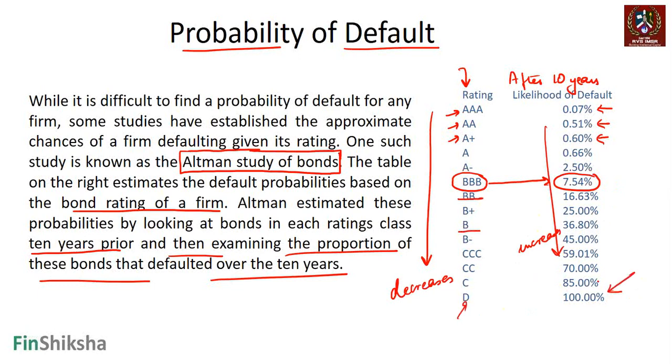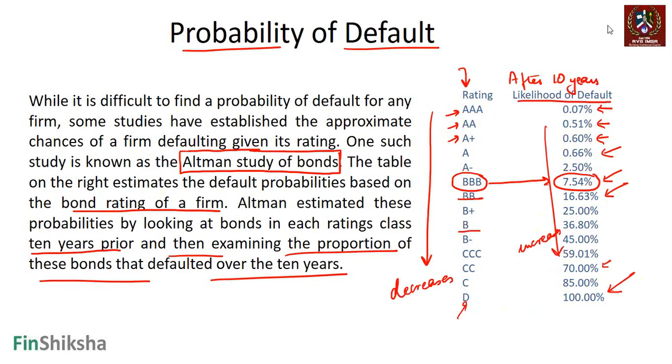At D, which is the last rating, there's almost 100% chance of default. At C, there is an 85% chance. At CC, there is 70. At BB, there is about 16.5. At BBB, there is about 7.5. At A, there is about 0.66% probability. So based on these probabilities, now we know what the chances are that a company will default.